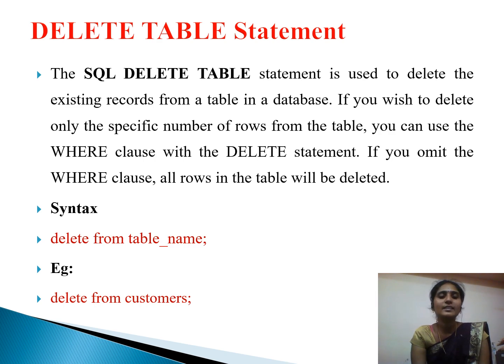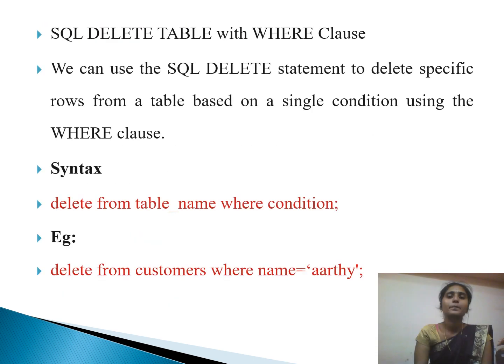So the syntax for the delete statement is delete from table name. Here delete from customer will delete all the records from the customer table. I can also use the delete statement with the where clause, like delete from table name where I give the condition. So here I'm using delete from customer where name equal to Aarti. Here I'm going to delete the row which has the name Aarti.